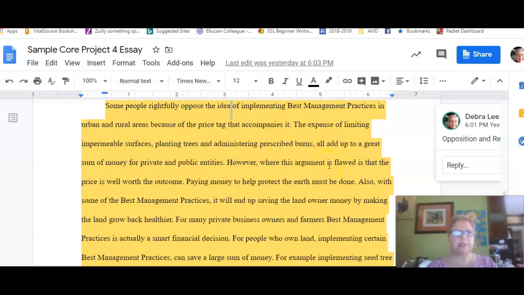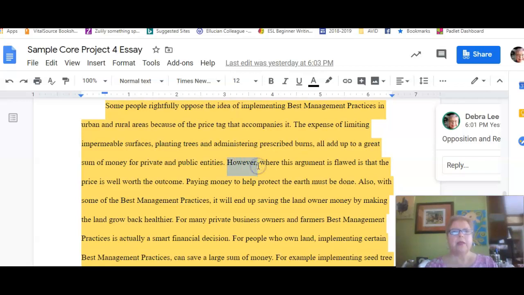He says, "The expense of limiting impermeable surfaces, planting trees, and administering prescribed burns all add up to a great sum of money for private and public entities." Now if you've read his essay, he has mentioned all of these things, impermeable surfaces, planting trees, and prescribed burns, in his solution paragraphs. So the reader would know at this point, yes, he's acknowledging that it is a great sum of money. Yes, it is.